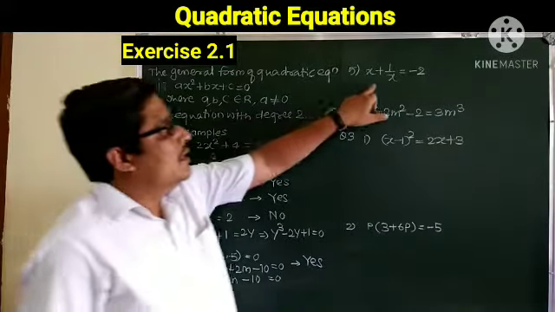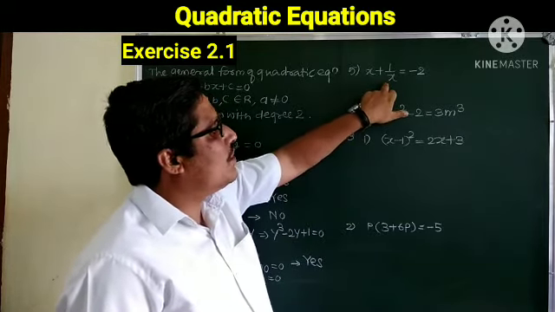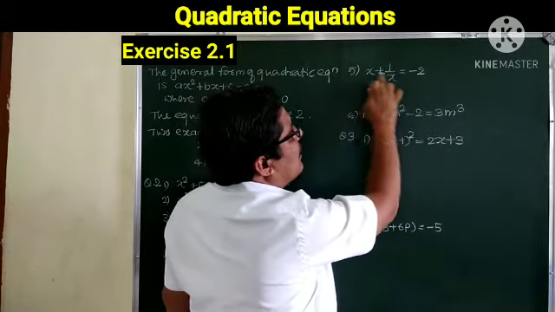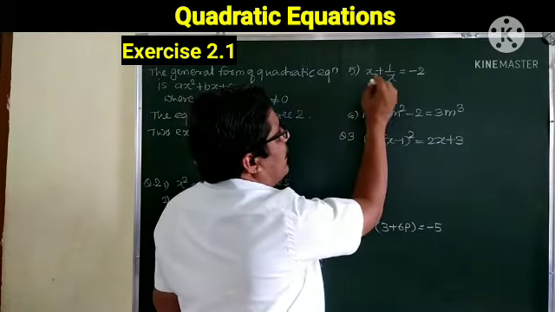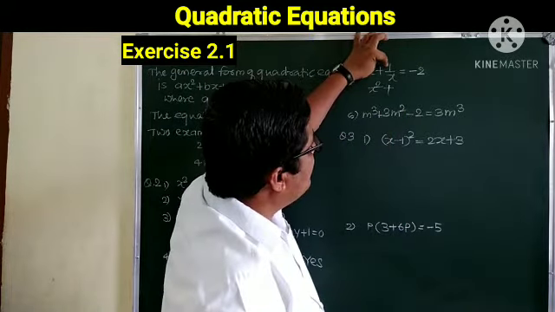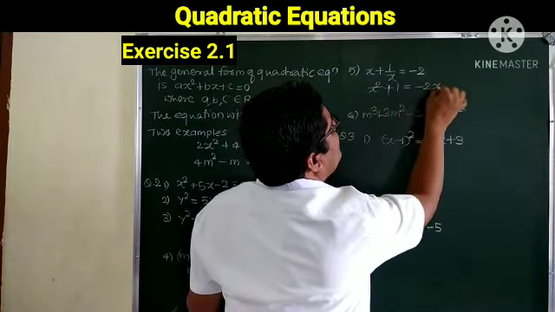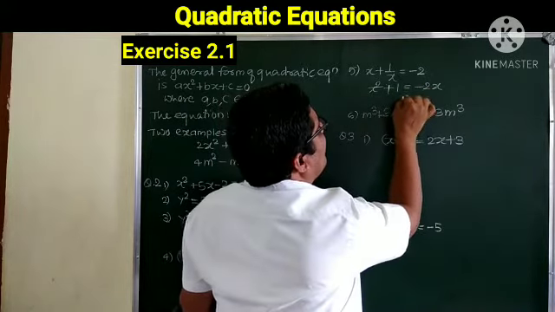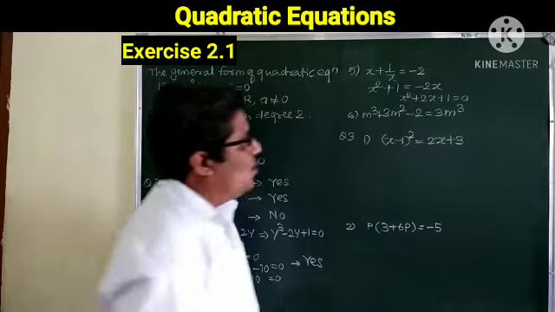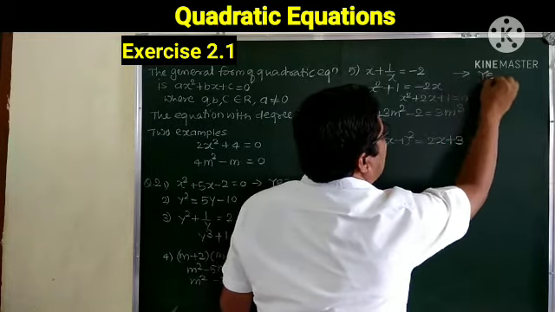Now next. By observation we say that it is not a quadratic, but this equation is a quadratic equation, because if we remove this x from the denominator side, for that we have to multiply this equation by x. So x multiplied by x will become x square, plus, if we multiply here by x, this x will get cancelled. So here 1 remains, is equal to minus 2x. Now if we write it properly, x square plus 2x plus 1 is equal to 0. So it is a quadratic equation. So here we can write yes.